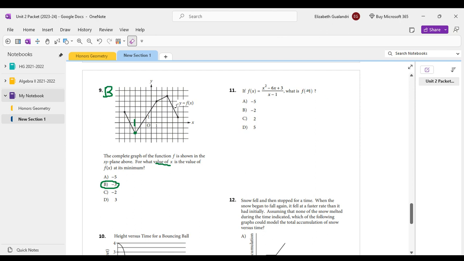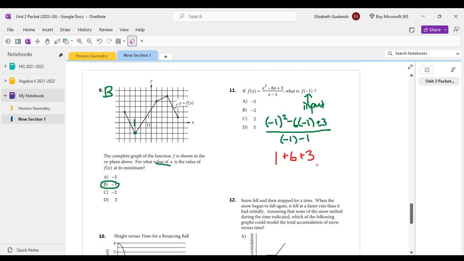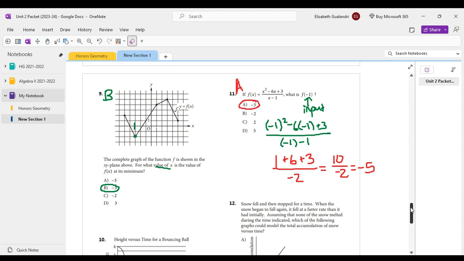Number 11, it just says what's f of -1, so that wants me to input -1 in for my x. We have to follow order of operations here. So -1 squared minus 6 times -1 plus 3, all over -1 minus 1 down there. So if I follow order of operations, I'm going to solve this: -1 squared is +1. -6 times -1 is a +6. Leave that plus 3 in there. And -1 minus 1 on the bottom is a -2. Add what we have on top: 1 plus 6 is 7, plus 3 is 10. Divide by -2 and you get -5 here. So A is my final answer for number 11.